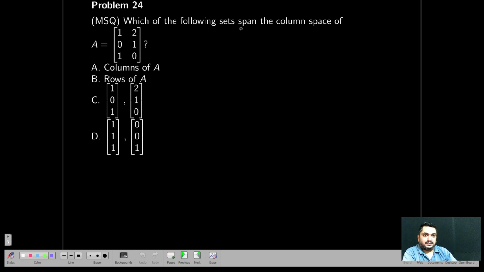Which of the following sets span the column space of A? Asking for the span, not the column space. So how will you find? The span should contain all the independent columns, and they should be the columns of the matrix. So the first columns of A can span the column space. Then 1, 0, 1, 1, 2, 0, so this can also span. Rows cannot span. They will span the row space, not the column space. And D cannot span because it's not a vector here.